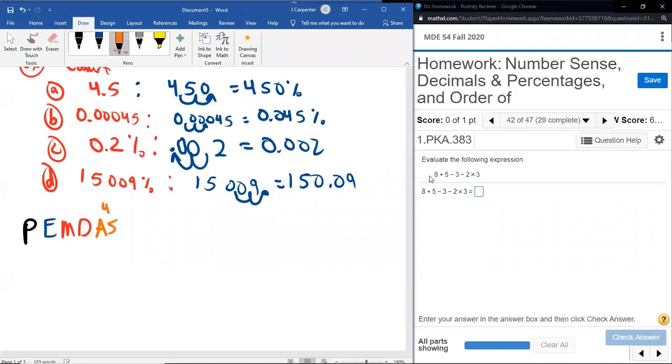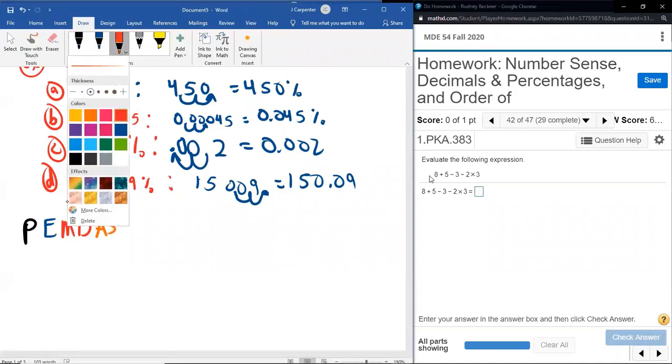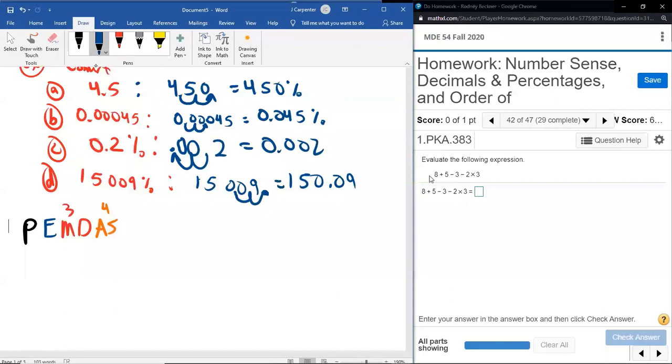So that was step 4, step 3, step 2, step 1. 4 steps, get it right, please and thank you. So 8 plus 5 minus 3 minus 2 times 3.